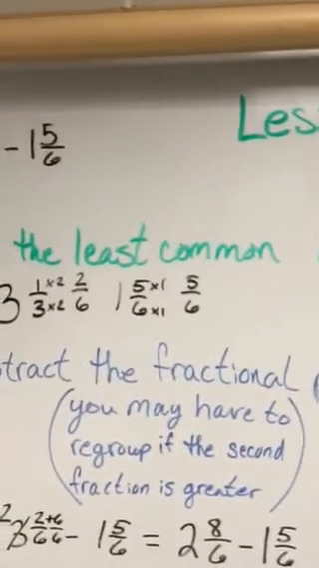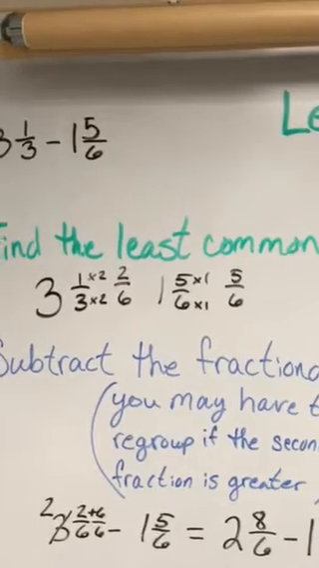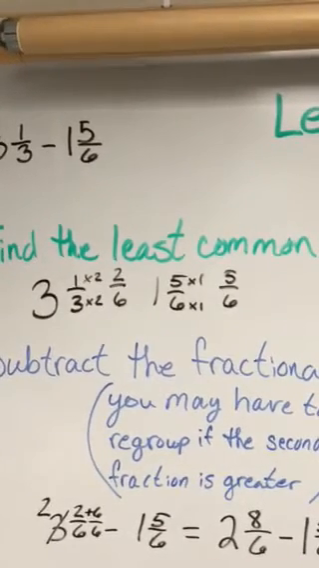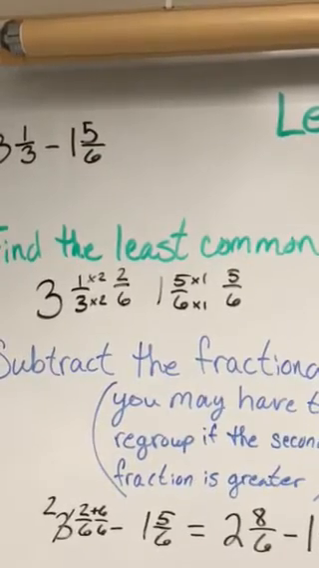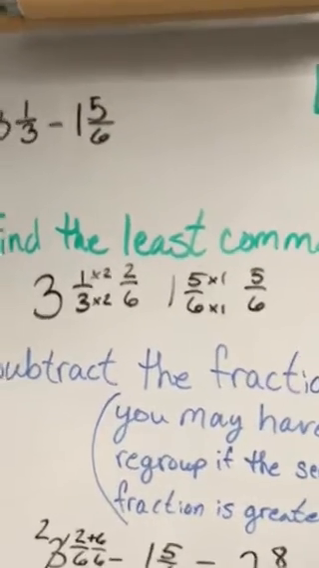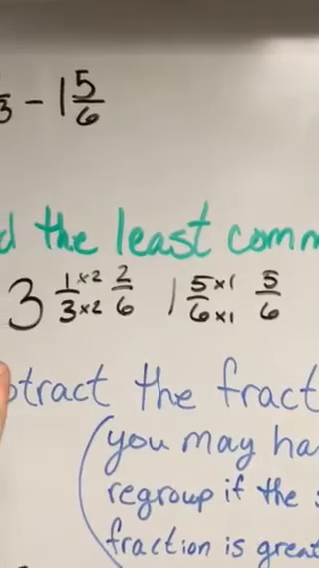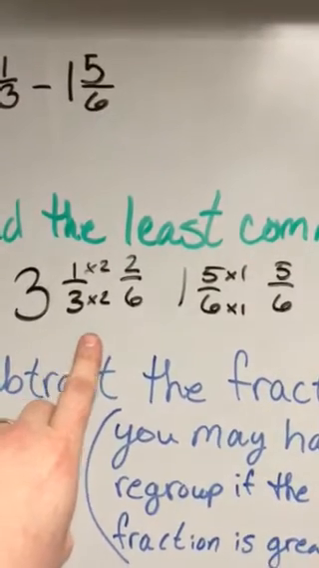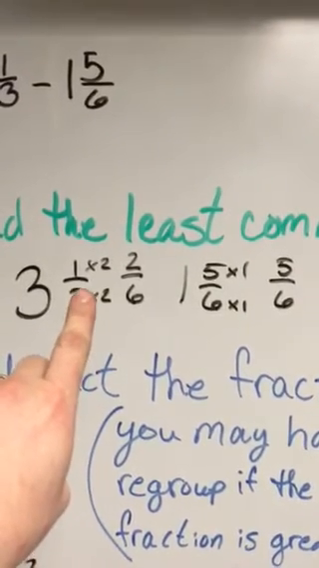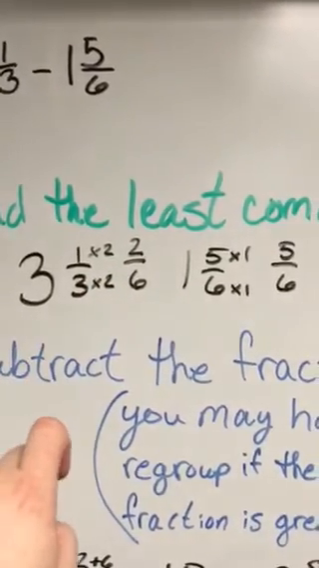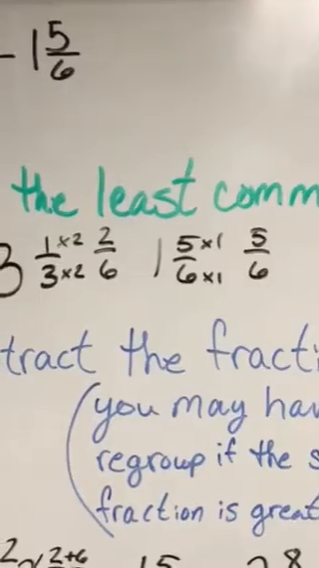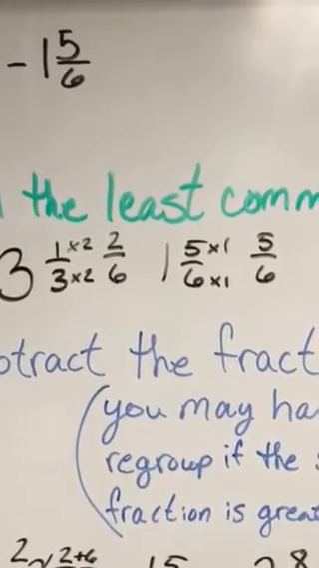To do that, I'm going to make my list of multiples and realize that I can get to 6, and 6 will be the least common denominator. To do that in my first example, I would have to multiply my denominator 3 times 2 to get to 6, so I do it to my numerator. Times 2 gives me 2. So that's going to be 3 2/6. For this one, I'm basically going to leave it the same as 1 5/6.